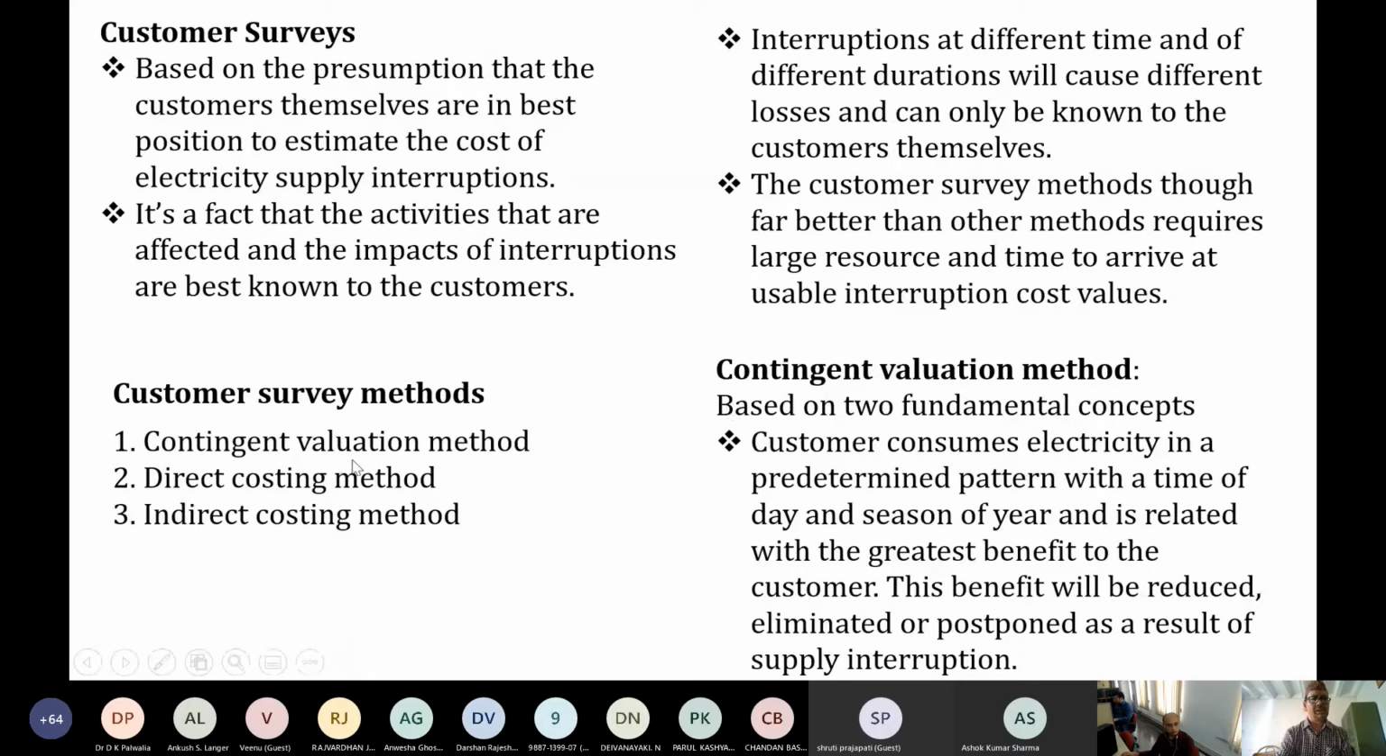So these methods: contingent valuation, direct costing and indirect costing. The contingent valuation method is based on two fundamental concepts. Customer consumes electricity in a predetermined pattern with the time of day and season of year, and it is related with the greatest benefit to the customer, because the customer consumes electricity to get benefit. So this benefit will be reduced, eliminated, or postponed as a result of supply interruption.